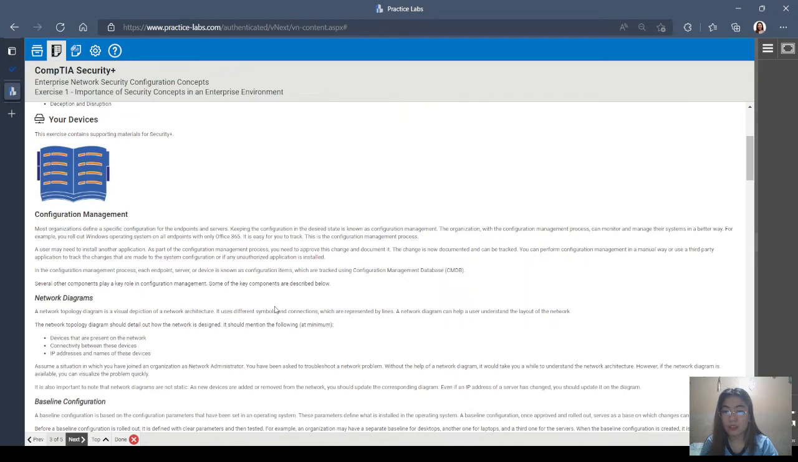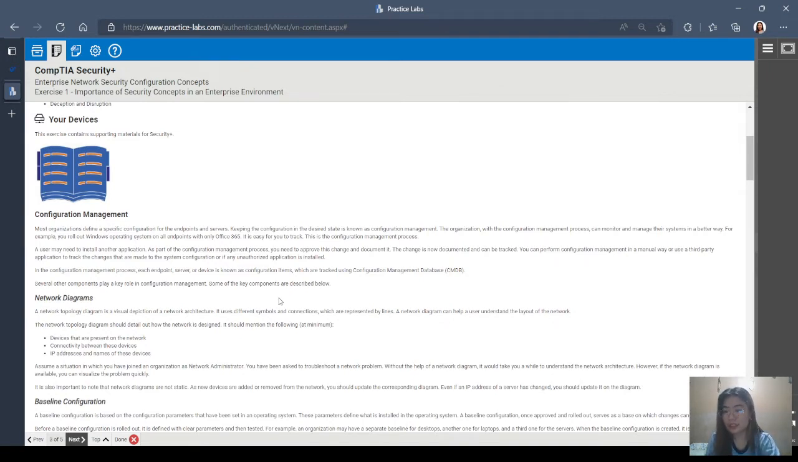Several other components play a key role in configuration management. Some of the key components are described below. Network diagram. A network topology diagram is a visual depiction of a network architecture. It uses different symbols and connections, which are represented by lines. A network diagram can help a user understand the layout of the network. The network topology diagram should detail out how the network is designed. It should mention the devices that are present on the network, connectivity between these devices, IP addresses and names of the devices.